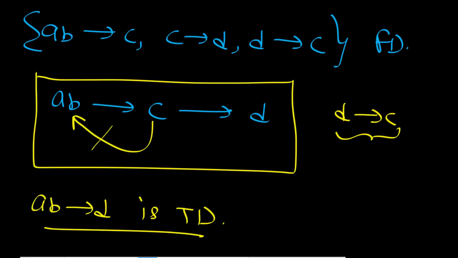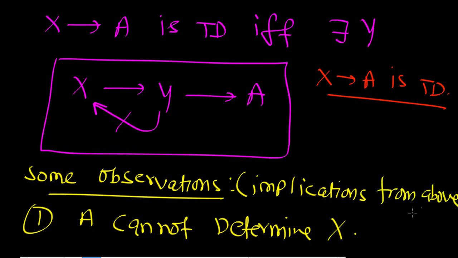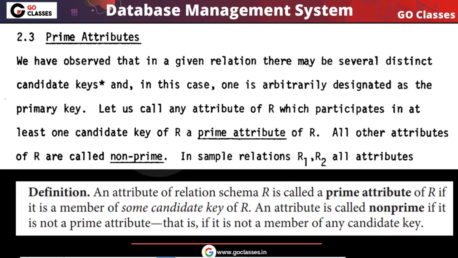So the point is very simple: in this transitive dependency, if you have a transitive dependency like this, then A cannot determine X. You don't have to write it, it will automatically imply. These are automatic implications from the above definition. This will automatically happen. And A may or may not determine Y. So this is the final point.